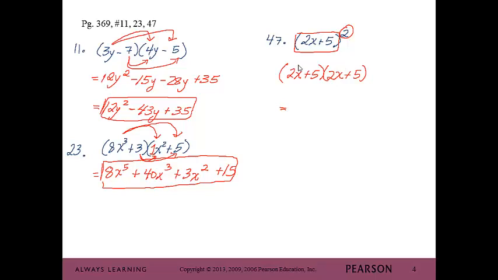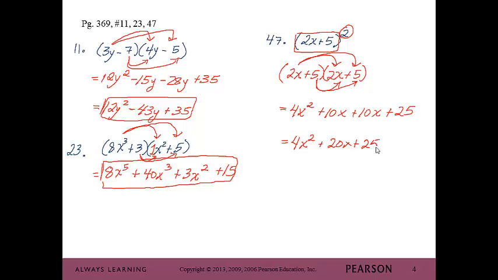So we're going to start with our 2x. 2x times 2x makes that 4x squared. And then 2x times 5, that's plus 10x. And then 5 times 2x is plus 10x. And then 5 times 5 is plus 25. Now we combine our like terms, and our final answer is going to be 4x squared plus 20x plus 25. And here's our final answer.